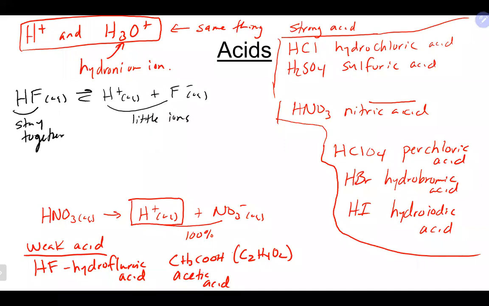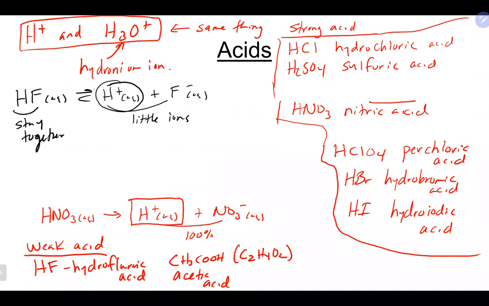And because it's still able to produce a little bit of those ions, it is still considered an acid, because it's able to produce a little bit of H plus in solution. It will not be able to produce anywhere near the amount of H plus that a strong acid below it there would be able to, but it's still considered an acid.